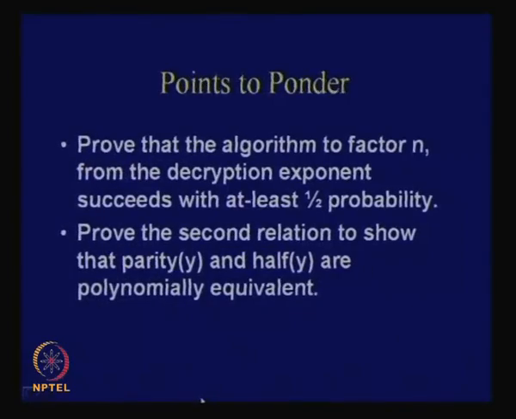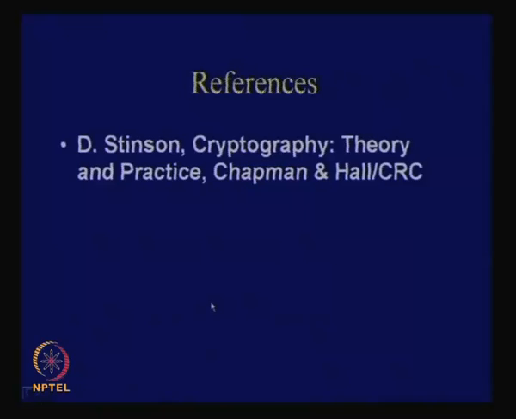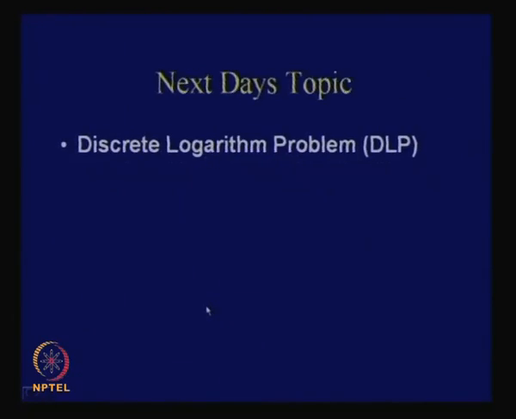So, I will conclude with this. You can take this exercise that proves that the algorithm to factor n from the decryption exponent succeeds with at least half probability. You can just read this from Stinson's book, you should understand. And the other thing is to prove the second relation, to show that parity y and half y are polynomial equivalent. I have shown you one part, the other part I have not. These are the references, okay, and I shall continue with the discrete log problem.